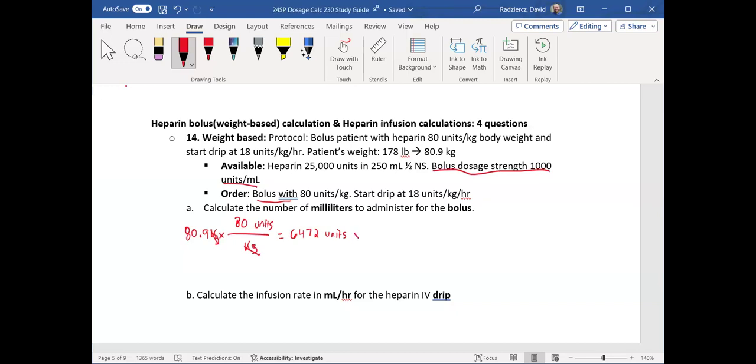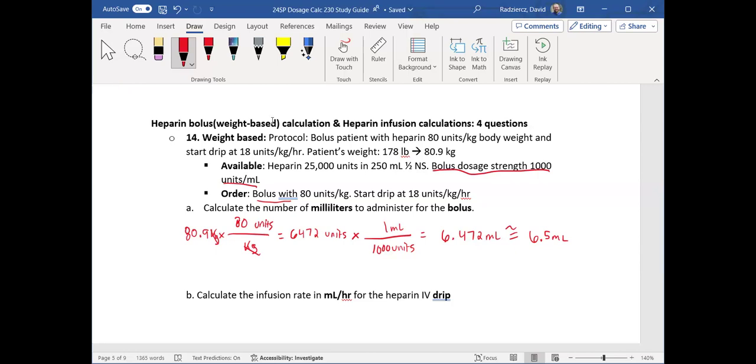I think it will, but my next conversion is to take my 1,000 units, 1 milliliter, and I'm going to get 6.472 milliliters. And I'm going to go ahead and round that to 6.5 milliliters. Okay.